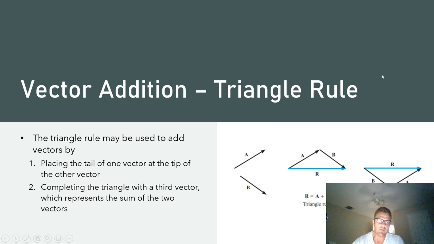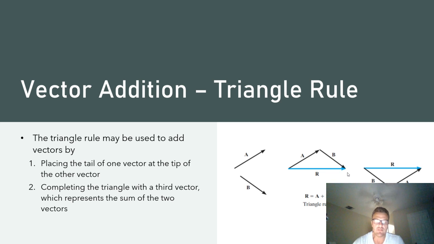Triangle rule is what you're probably familiar with from your mathematics courses. It's just the idea of adding vectors in a tip-to-tail fashion. So if I want to add vectors A and B, one way I could do it is to take the tail of B and put it on the tip of A, and then draw a vector that completes the triangle, and this is where the idea of tail to tip comes in, from the tail of A to the tip of B. So I just close that triangle.